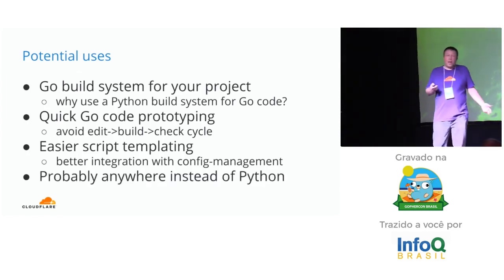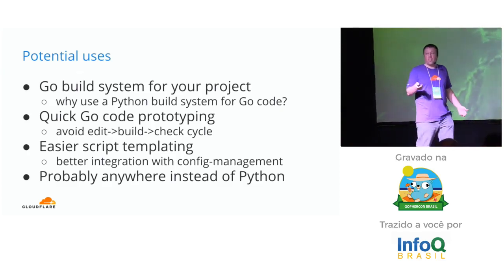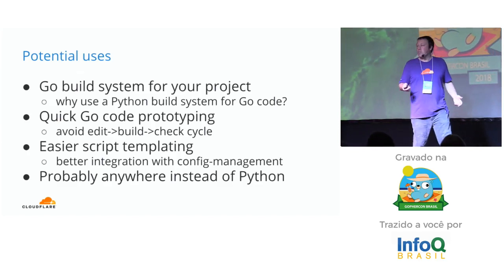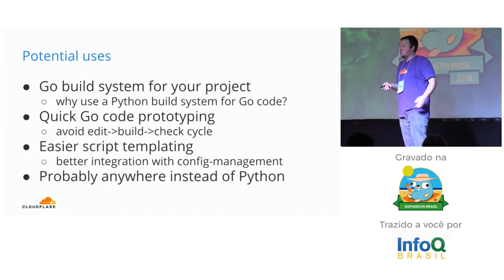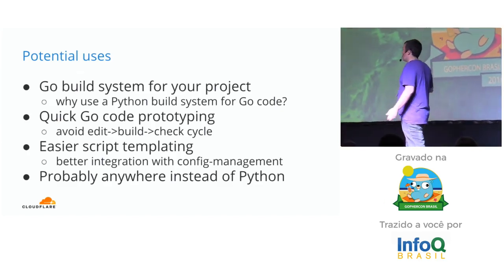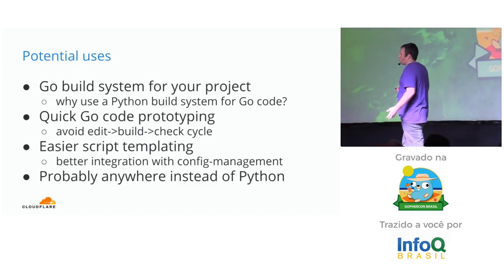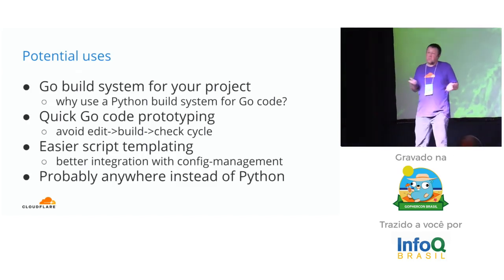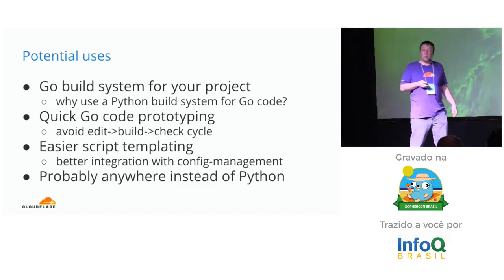And what are the others? Probably anywhere instead of Python. People use Python everywhere, and Go is very similar to Python. It has a lot of third-party code available. It's easy to read and write. So probably anywhere you're using Python for scripting now, you can try to replace it with Go and see if it brings you some benefits.